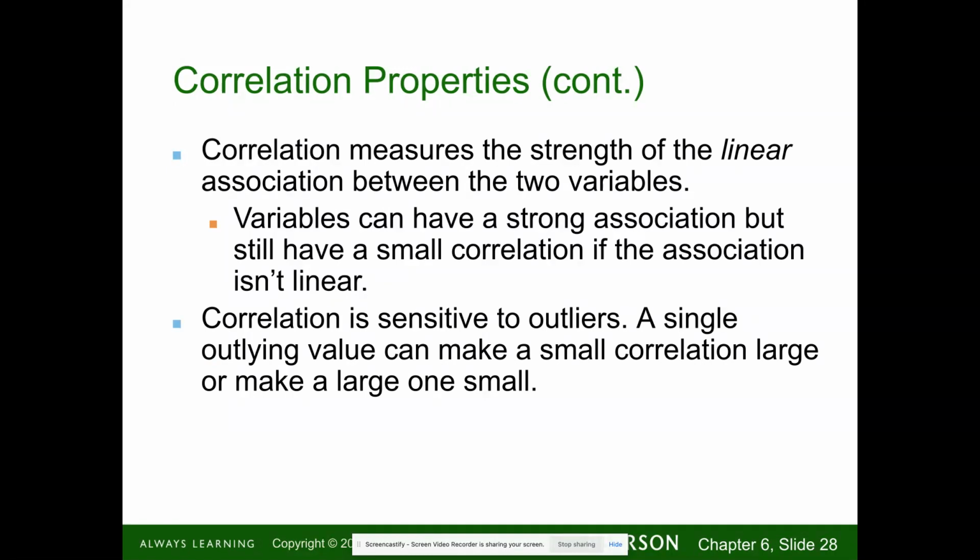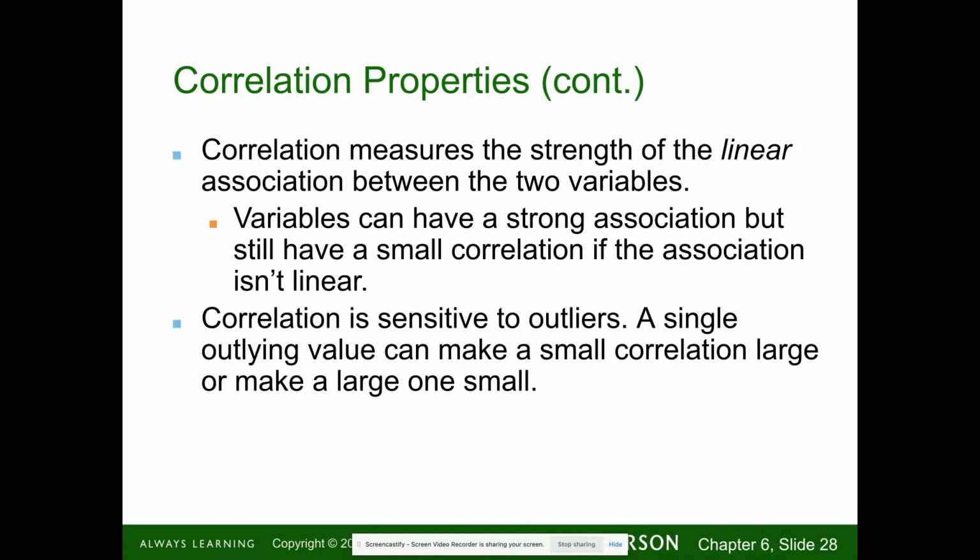Correlation measures the strength of a linear association between the two variables. Variables can have a strong association but still have small correlation if the association is not linear. We got to look at the scatter plot. If it doesn't look like a line, linear correlations and linear regressions don't help us.